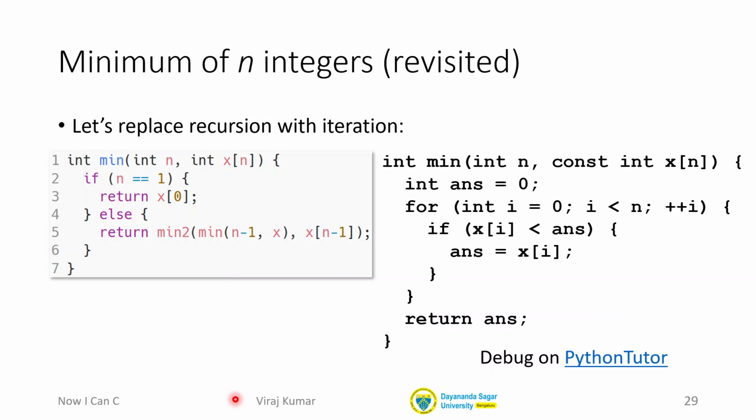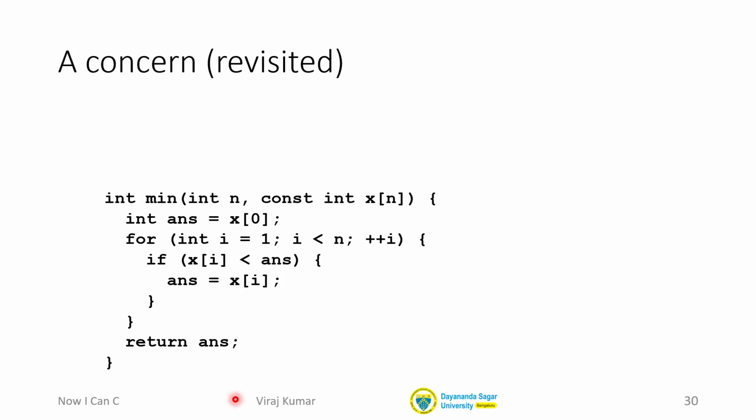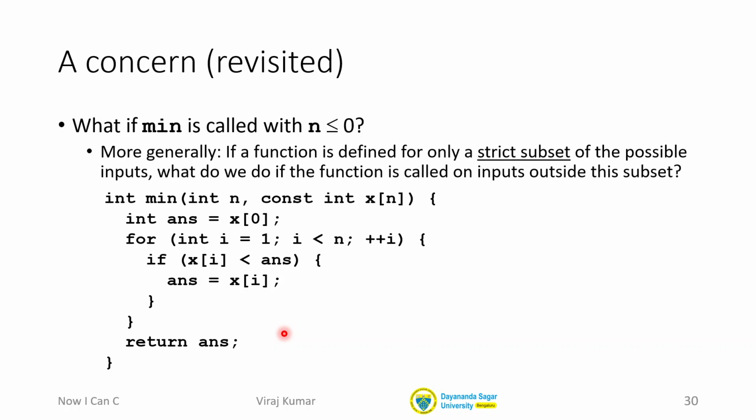So let us now revisit a concern that we had raised earlier. So here is our fixed piece of code. But do you remember we had raised this kind of a concern before? What if this function is called with certain unexpected arguments? So in this case, what if min is called with n less than or equal to 0? So in some sense, we have an empty array. So this is a specific case of this more general concern.